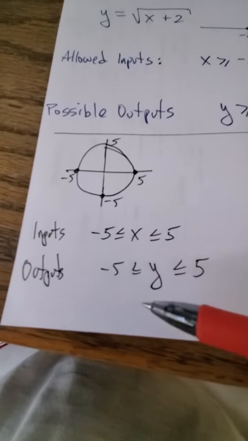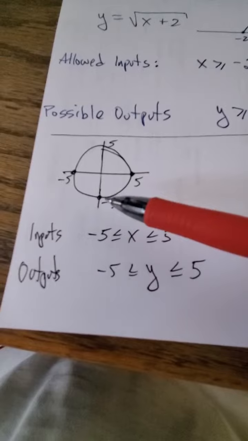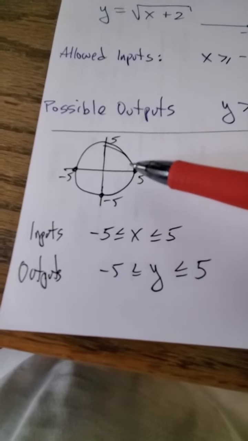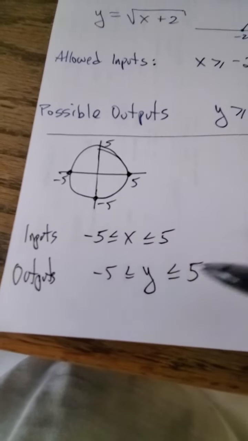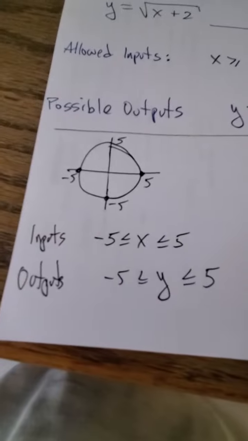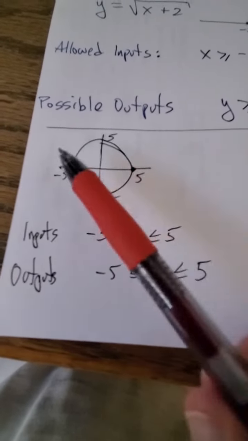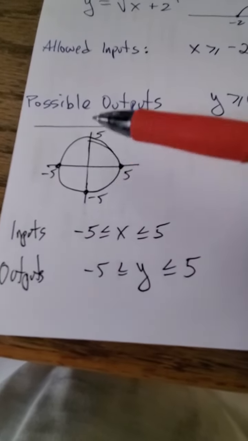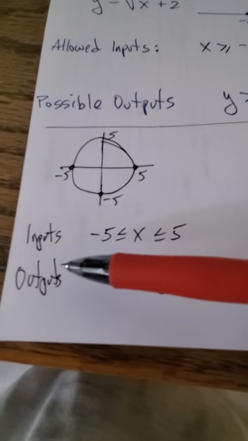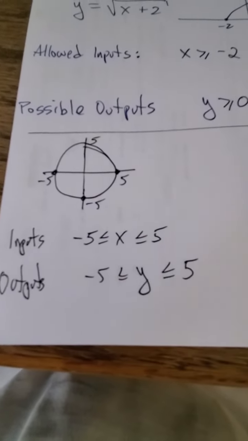And for the outputs, every value from -5 to +5 of y is hit, so y is going to be -5 to +5. And again, if I would shine a light here, a sideways light, the shadow on the y-axis would be from -5 to 5. That's the possible outputs, and here's the possible inputs.